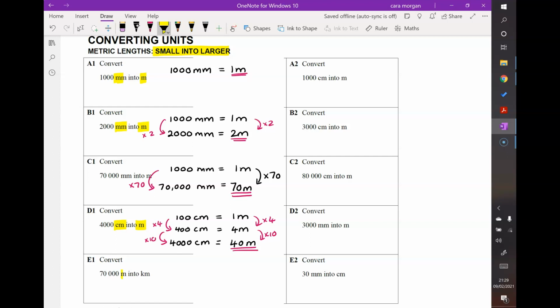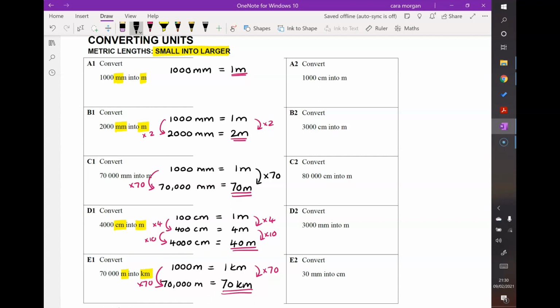Now the last one is about metres and kilometres. So I'm just going to think about the fact that I know that 1,000 metres is 1 kilometre. Here I've got 70,000 metres. Well, I know that that's just 70 times as big. So I believe I've got 70 kilometres. And this is quite different from the method that I showed you in the lesson today. But I like this method. I think it's a little bit easier.